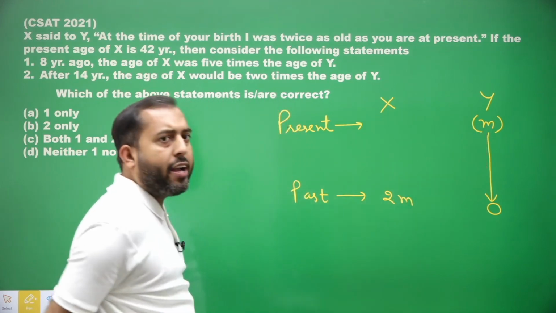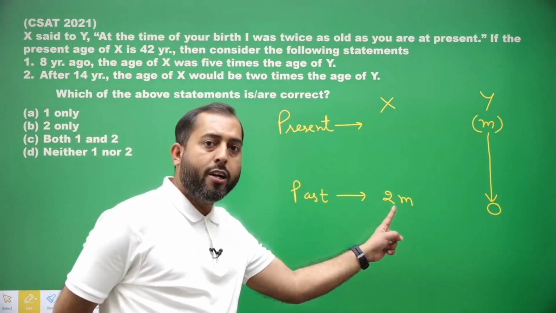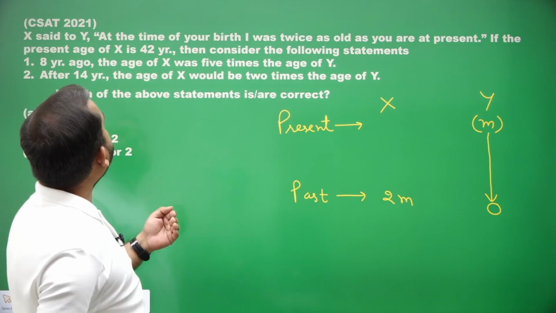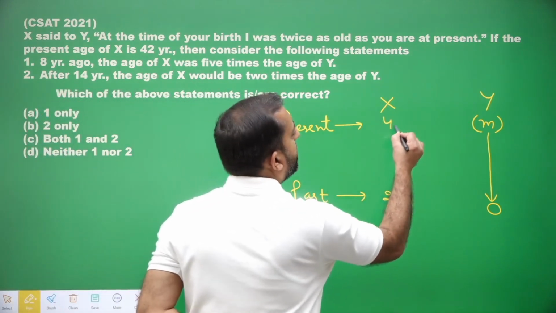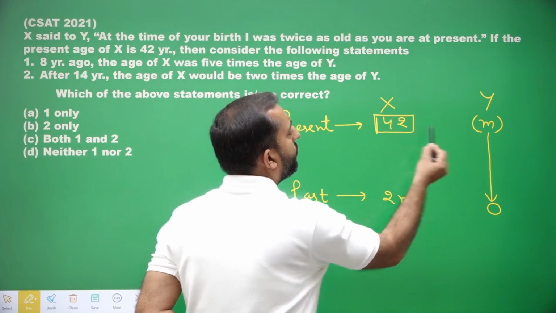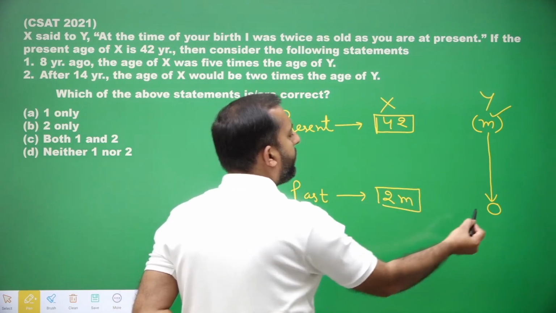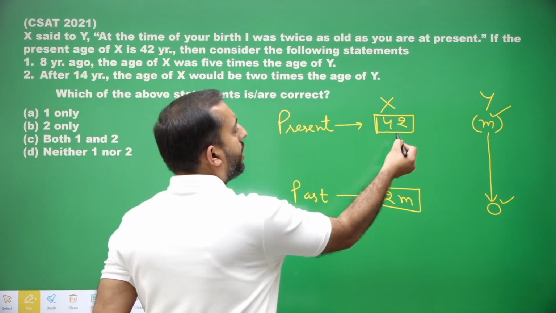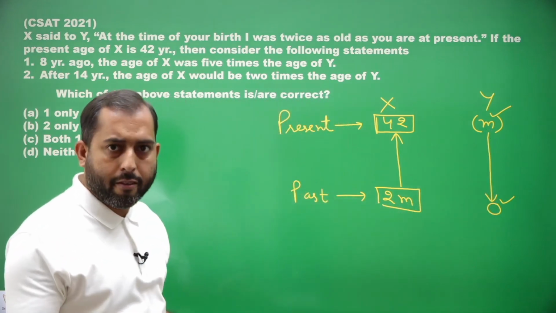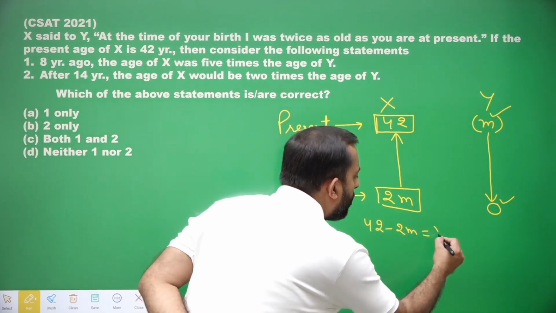What is the present age of Y? Present age of Y is m. So when Y was just born, age of X was what? Twice of the present age of Y. That is 2m. Next line is, if the present age of X is 42. Present age of X is 42. Now let's try to understand. When X is 42 years old, Y is m years old. And when X was 2m years old, Y was just born. So the gap between 42 and 2m and the gap between m and 0 must be same. Okay. So 42 minus 2m must equal m minus 0.